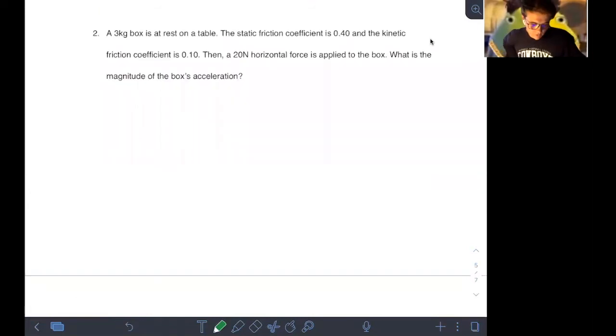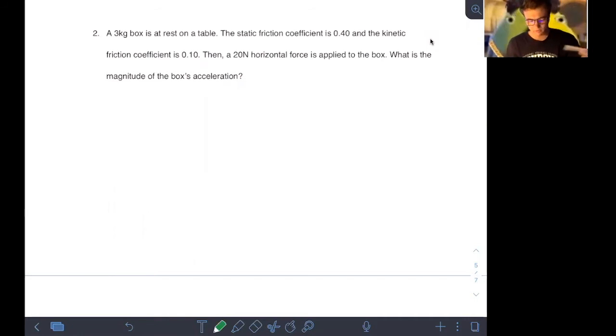Okay, number 2. A 3 kilogram block is at rest on a table. The static friction coefficient is 0.40 and the kinetic friction coefficient is 0.10. Then a 20 Newton horizontal force is applied to the box. What is the magnitude of the box's acceleration? We want to know the magnitude of the box's acceleration when we're applying this horizontal force.